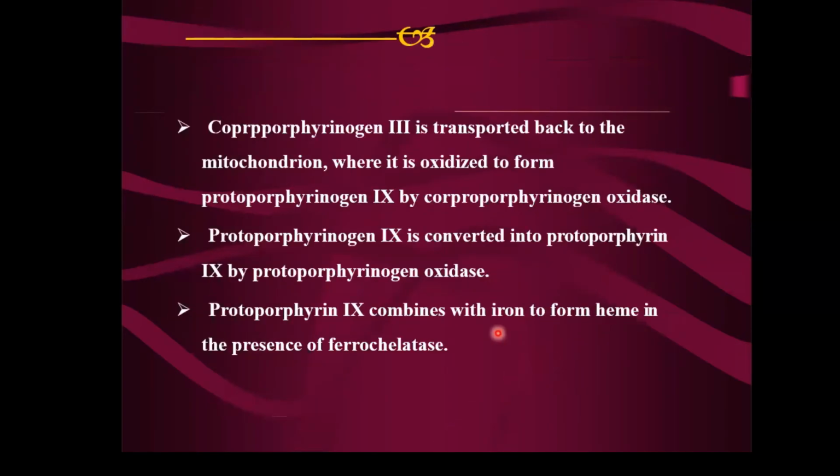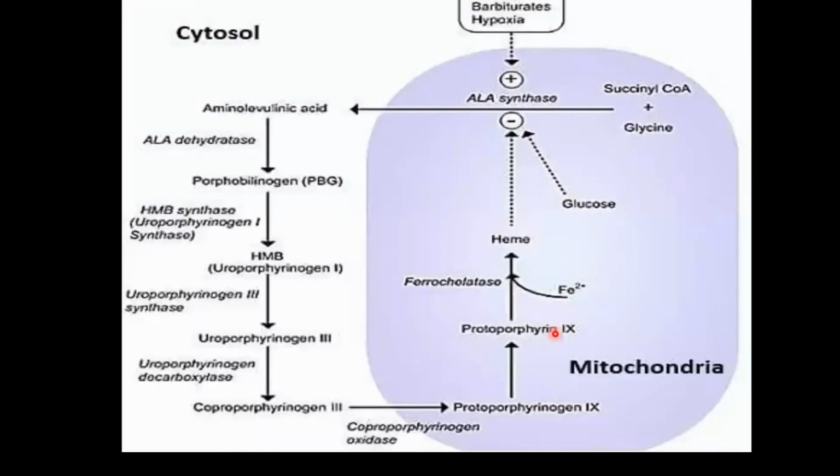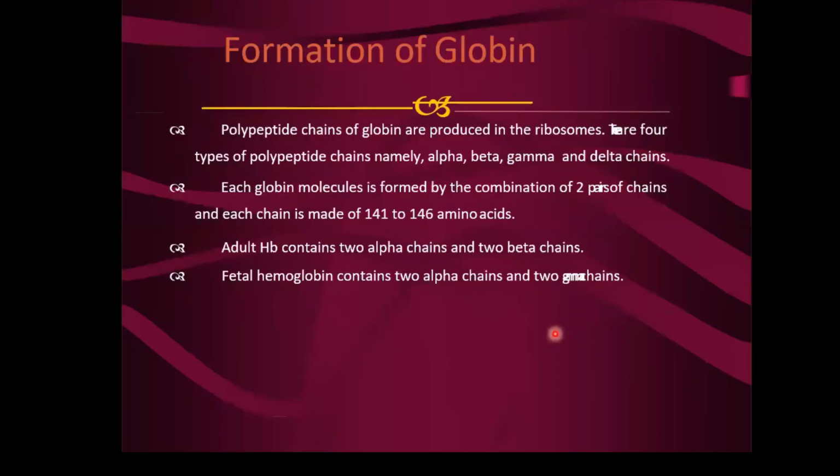In the next step, protoporphyrinogen 9 is converted into protoporphyrin by protoporphyrinogen oxidase. Then this protoporphyrin combines with iron to form heme in the presence of ferrochelatase. This is the diagrammatic representation of all the steps of the synthesis of hemoglobin.